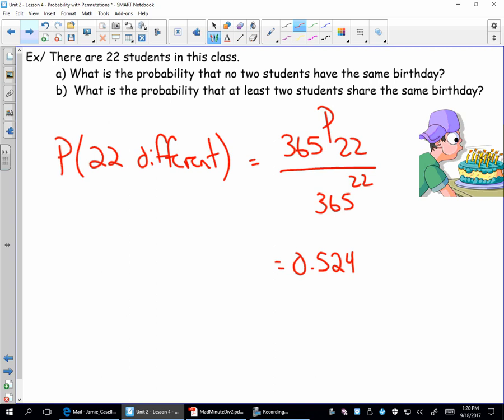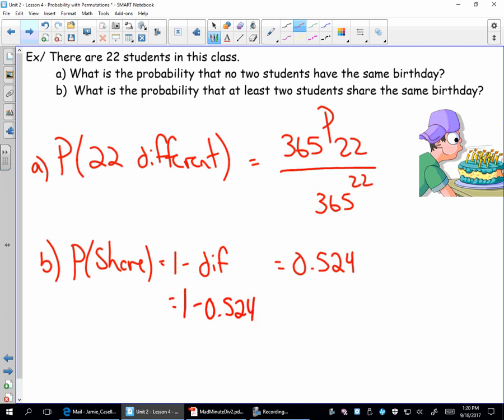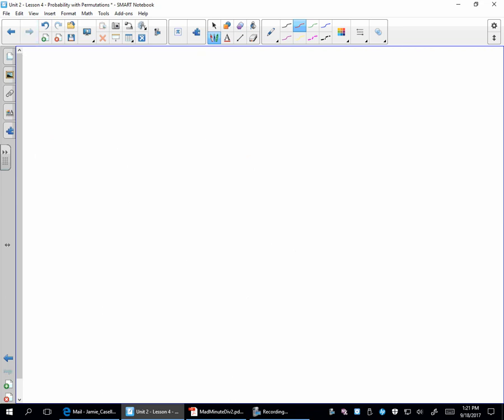So if I want to know the probability they share a birthday, a shared birthday would be 1 minus the different birthdays. In other words, 1 minus 0.524. So there is a 0.476, 47.6% chance that someone in this class has the same birthday as someone else. It's surprising. Not that it has to be a really big number, even a class of 30 or so, you have more than a 50% chance of somebody sharing the same birthday, which people often find surprising.